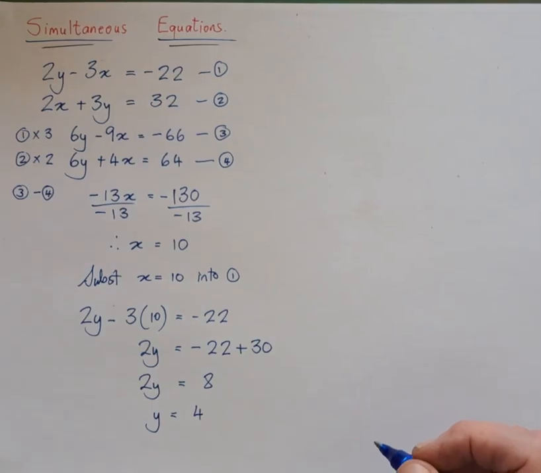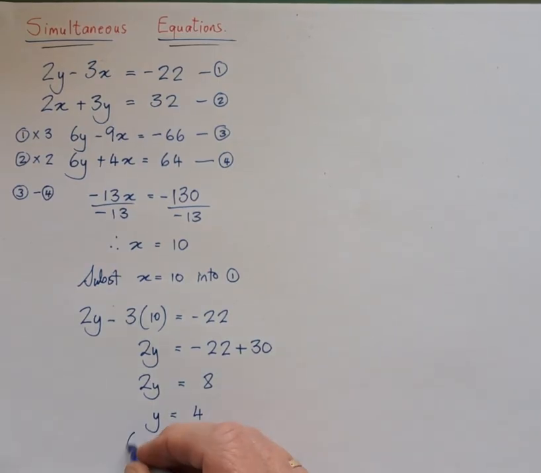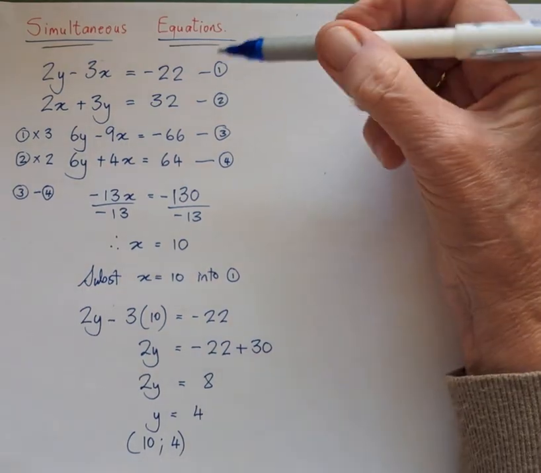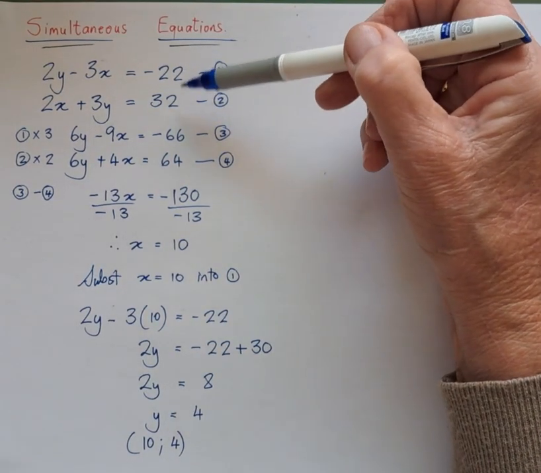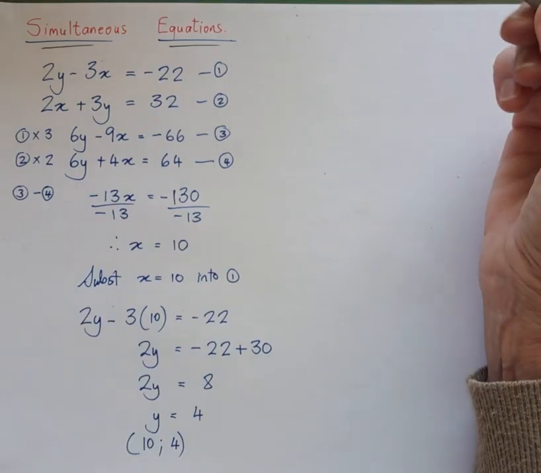And then lastly, remember to write down your ordered pair that you found out. X value of 10, y value of 4, and that ordered pair will give you the exact point of intersection if you were to draw these two graphs on a Cartesian plane.